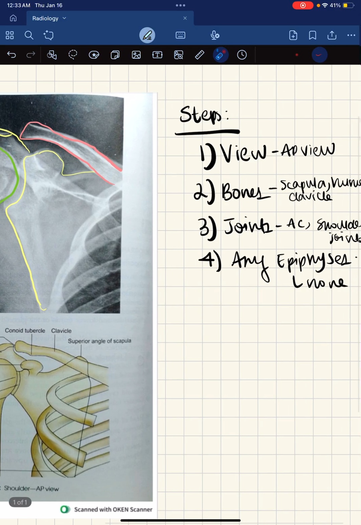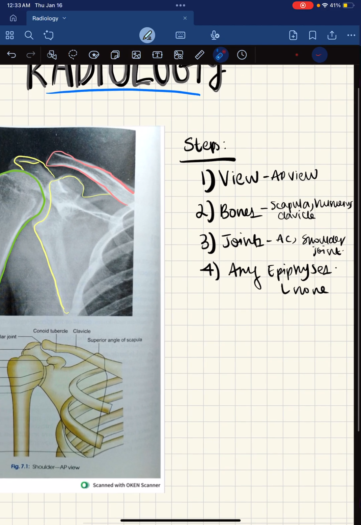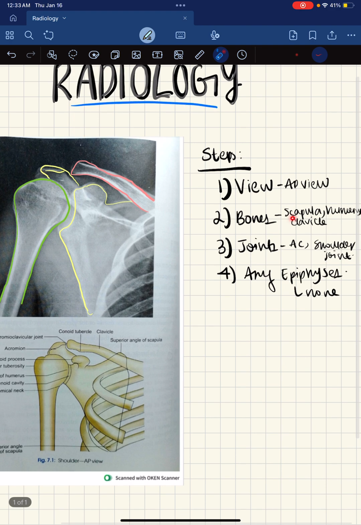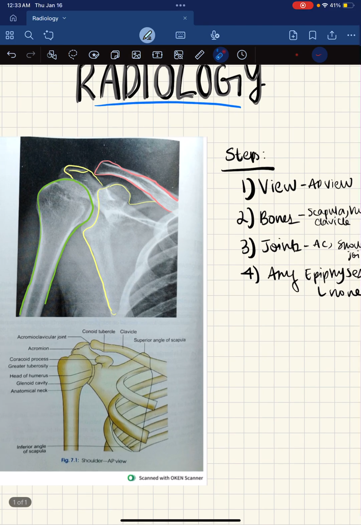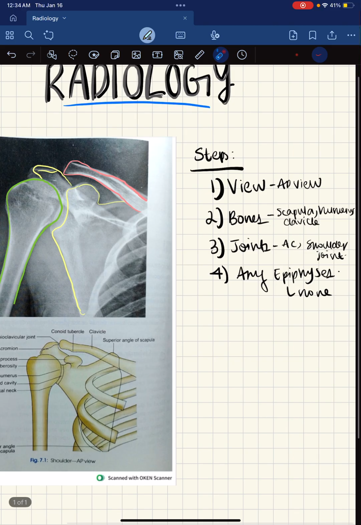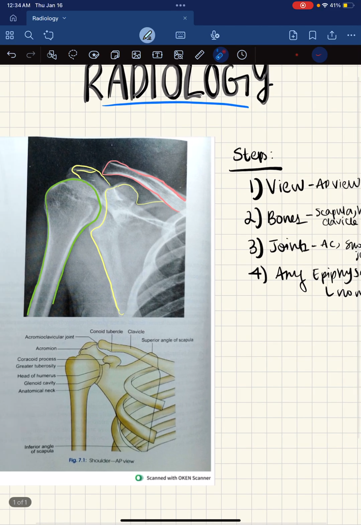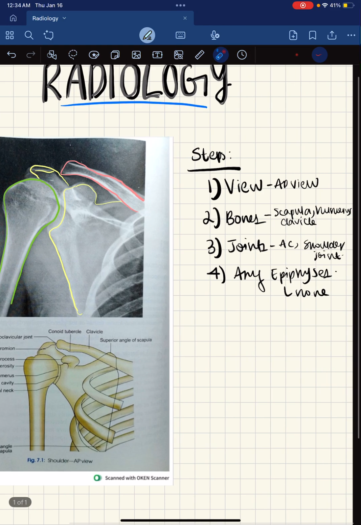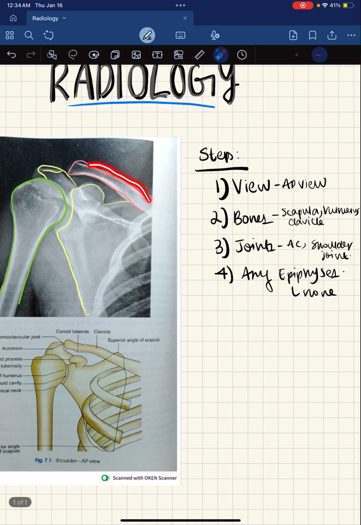Then we talk about the bones which are present in this X-ray. So now coming to the bones, the major bones present in this X-ray are the scapula. As you can see here, I've outlined it with the acromion process, and your coracoid process is also seen over here. And then you have the humerus, the head of the humerus mainly, which is articulating with the glenoid cavity of our scapula. Then we have another bone, which is your clavicle, as you can see here. So you have to talk about the bones.